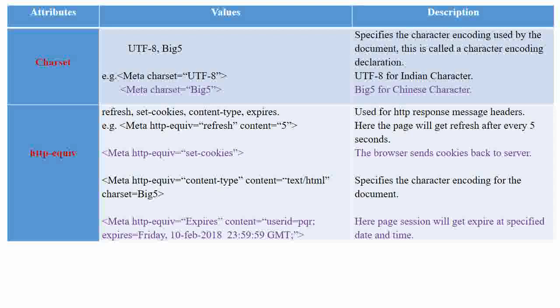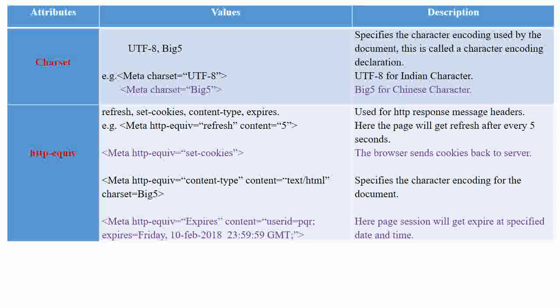And the fourth attribute, http-equiv, having the values refresh, set-cookie, content-type, expires, is used for HTTP response message headers. For example, meta tag http-equiv equal to refresh, content equal to 5. Here the page will get refreshed after every 5 seconds. Meta http-equiv equal to set-cookie. The browser sends cookies back to the server.